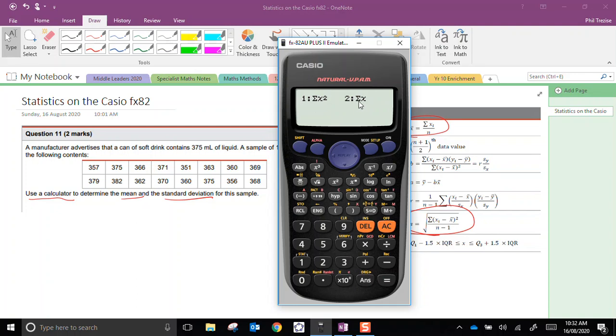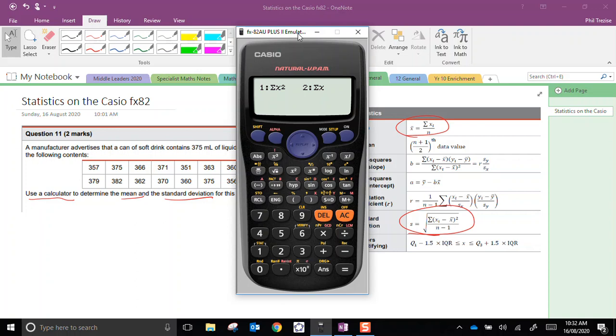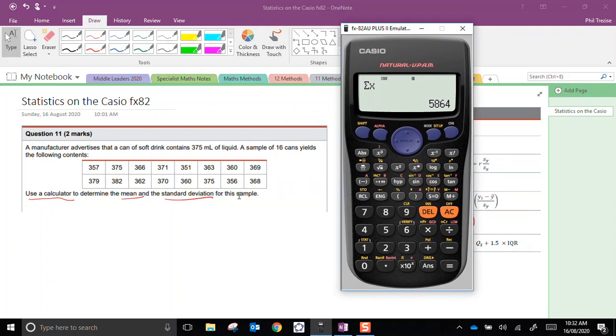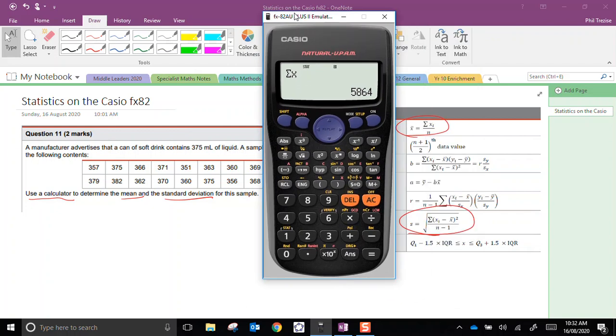I can find sigma x, the sum of the scores. You'll note that sigma x appears here in our formula for mean. If I want to know that, I just press 2 and then press equals. That would be the sum of all the scores. If I went and added all of those things long way, I'd get the answer 5,864. Now, I don't really need the sum of the scores. I don't need to show working for this one because it clearly said use the calculator.